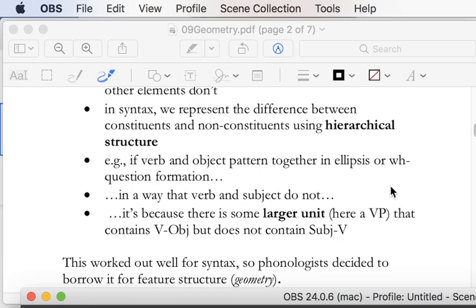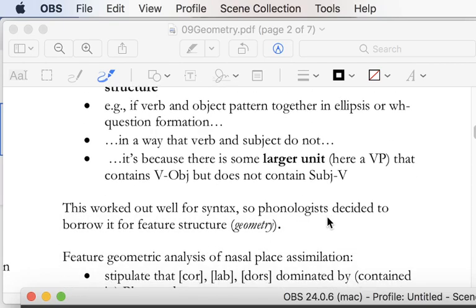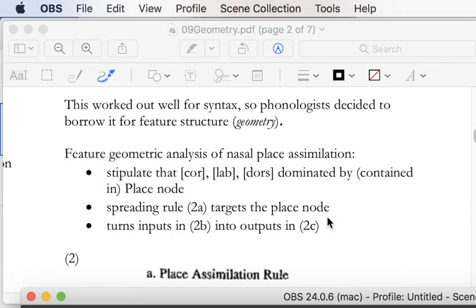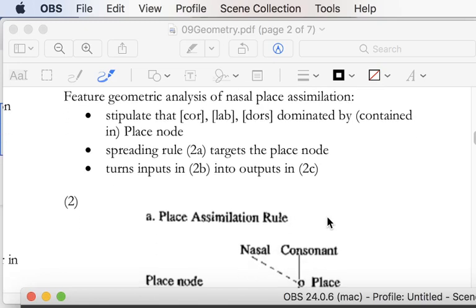This kind of logic seems to have worked out pretty well for syntax. And so in the 1980s, phonologists decided to borrow the exact same idea here for feature structure. Now, for whatever reason, instead of calling this feature constituency, which would have been a much clearer label, they decided to call this feature geometry, which makes it sound really, really complicated. It's not that complicated. It's basically just doing syntax with phonological features, trying to figure out which features are constituents.